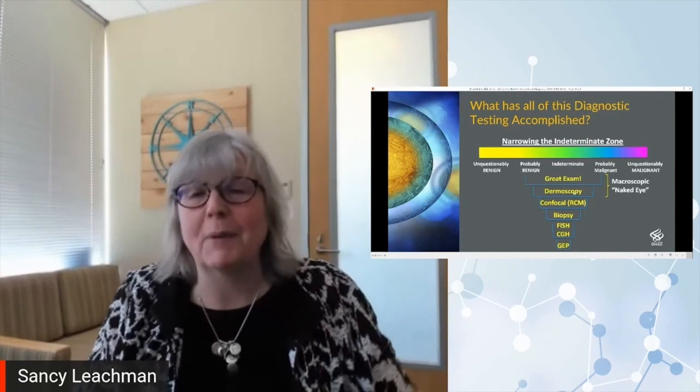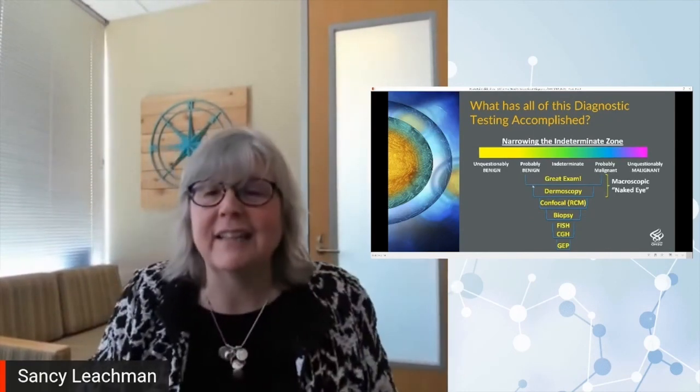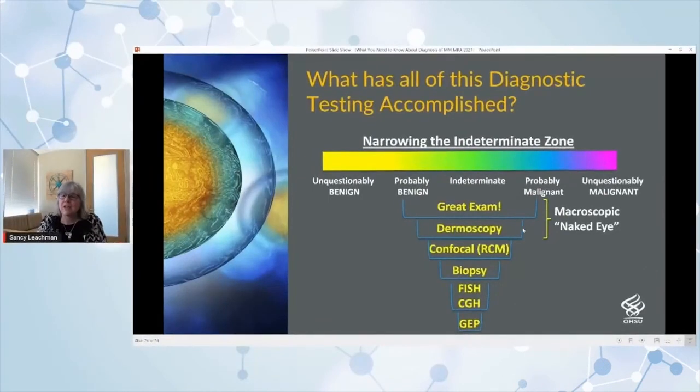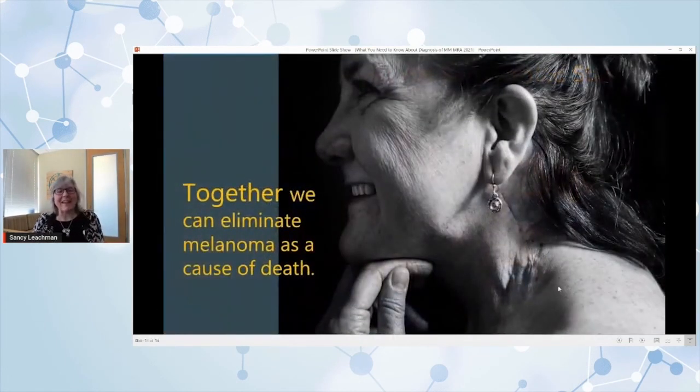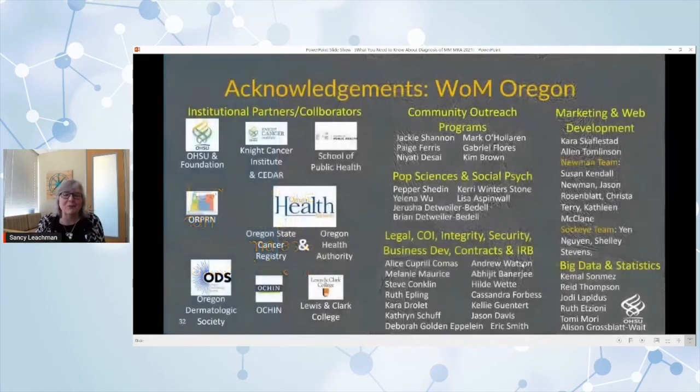I'm going to end where I sort of started. This is basically the macroscopic naked eye. This is the microscopic cellular level, and this is the molecular level. And it takes all of them when you run into a problem with indetermination to figure it out. And I'll end, this is my last slide, I promise. Together, we can eliminate melanoma as a cause of death. So join us. We hope you'll join us.